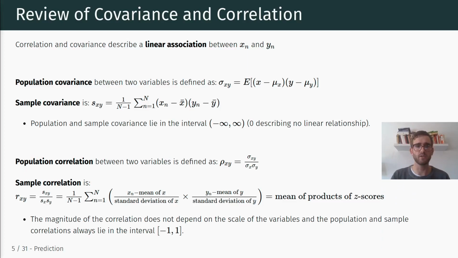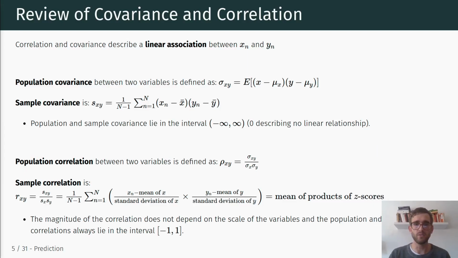And compared to the covariance, the important thing about the correlation is that the magnitude of the correlation does not depend on the scale of the variables like the covariance, right? And so the population and sample correlations, in contrast to the population covariance and sample covariance, always lie in the interval between -1 and 1, right? So basically you can think of the correlation as rescaling the covariance to be bound in the interval between -1 and 1, okay?